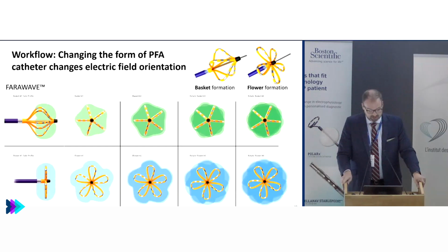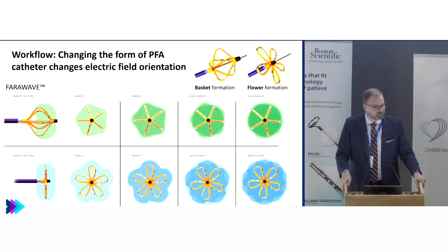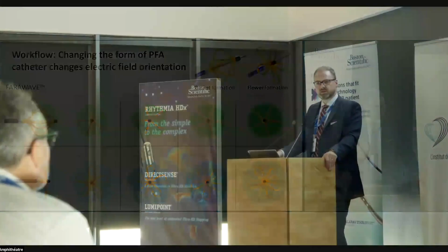But the other aspect is, as you rotate and then as you change from basket to flower or vice versa, you're getting these overlapping zones where the field is actually hitting the cells from different directions. And that's, at least in theory, we feel is more effective rather than just having a linear type of field that you're kind of trying to connect. This is really a spatial ablation, not just a linear or point ablation.